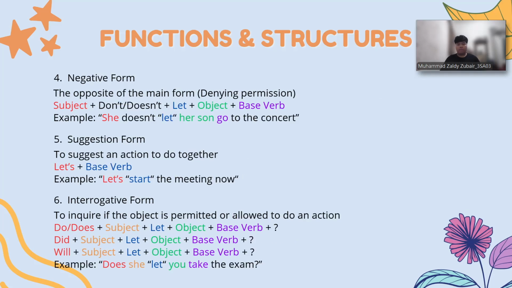Negative form, number four. The opposite of the main form, denying permission. Subject plus don't or does not let plus object plus base verb. Example: she doesn't let her son go to the concert. She as the subject, doesn't as the negative, let as a let, her son is the object, and go as a base verb.